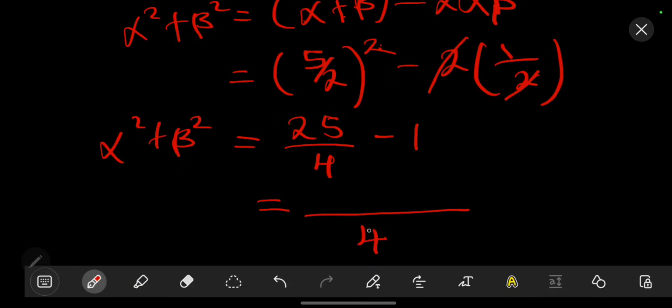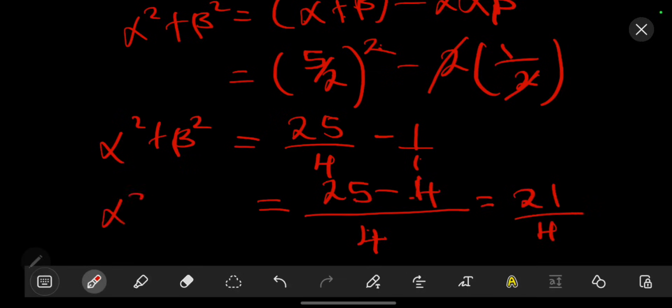Then 4 divided by 4 is 1 times 25 is 25, minus 4 divided by 1 is 4 times 1. It will give us a negative 4. So 25 minus 4 will give us 21 over 4. So this is the value of a squared plus b squared. So the question is just to find the value of any of the given things that we are looking at. So that is how you find that one.